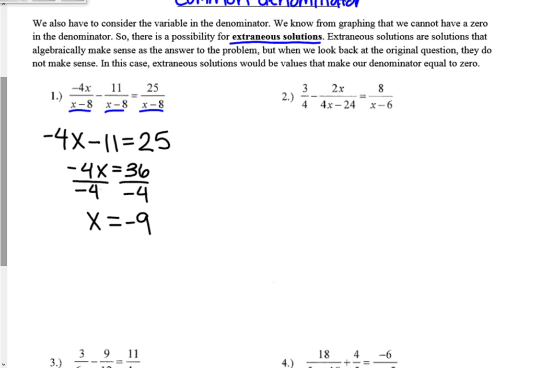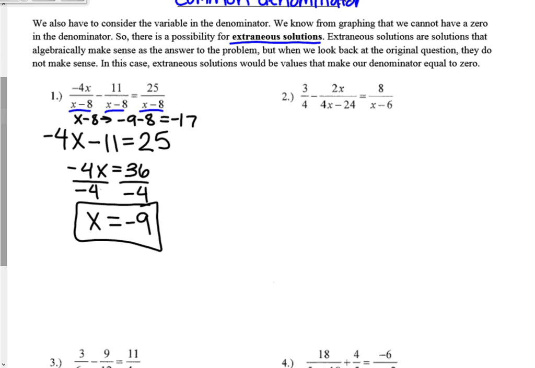Check, make sure if I plugged negative 9 in for x in my denominators, I'd have negative 9 minus 8, which is negative 17. That's not 0, so x equals negative 9 is not an extraneous solution. Okay, now 2 is going to get a little bit harder.